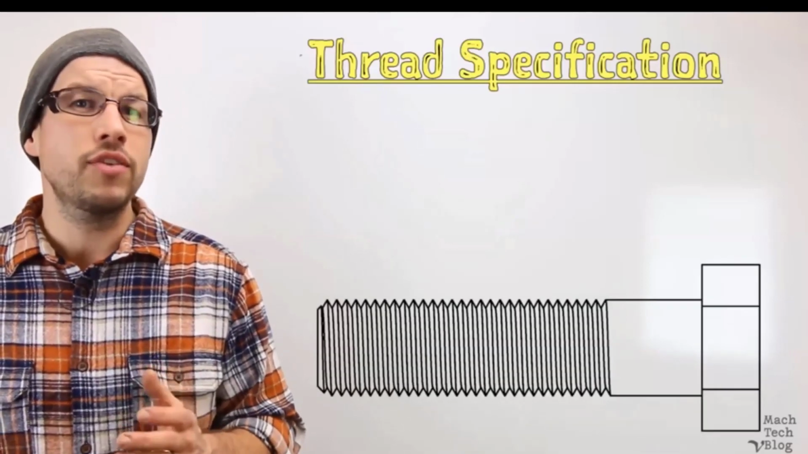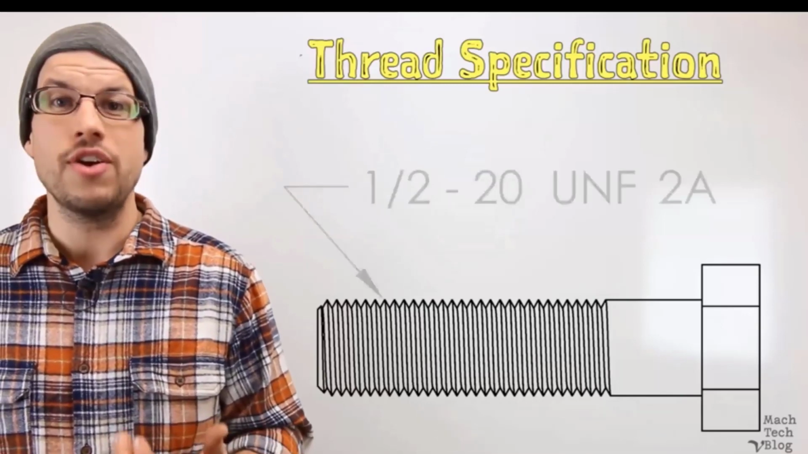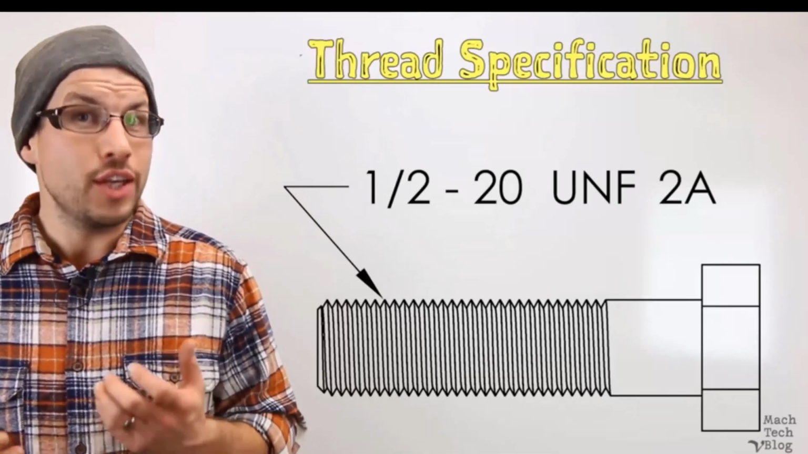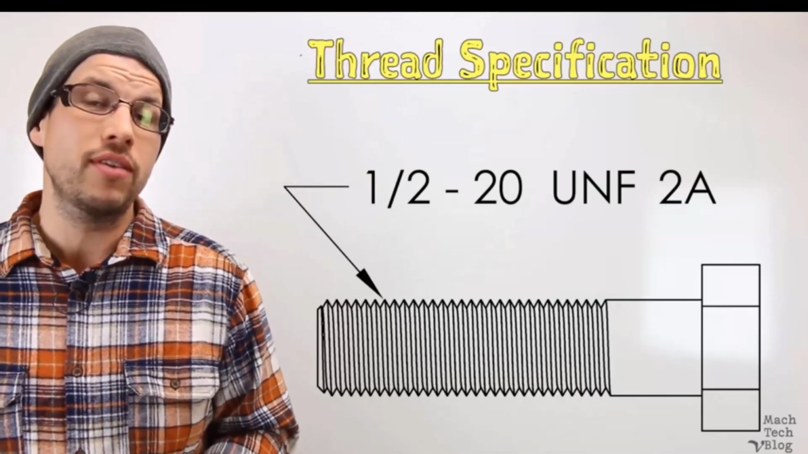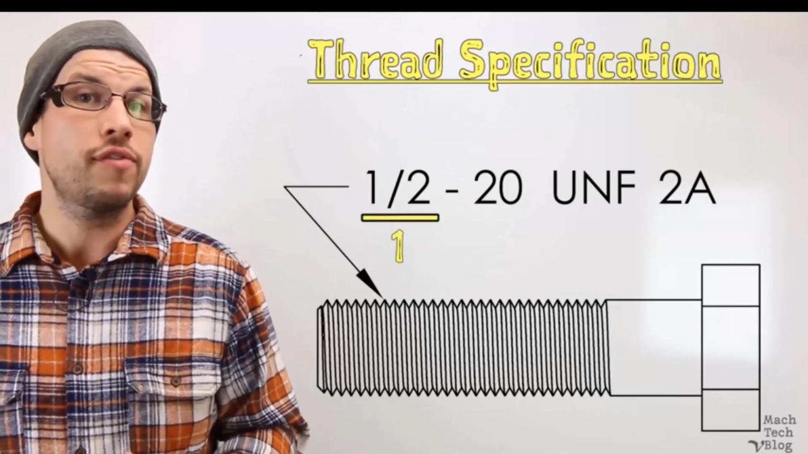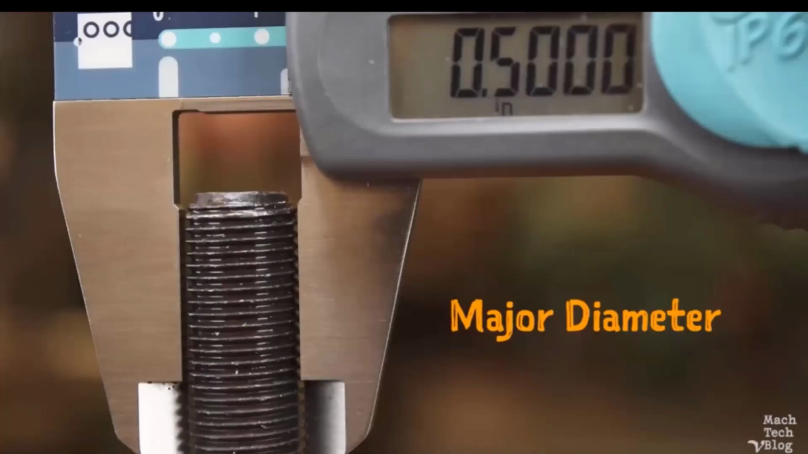All of the information required to manufacture the threads is specified in a note attached to the threaded portion of the part. The note usually contains at least 4 pieces of information, which always appear in the same order. The first is the major diameter of the thread. The major diameter is the largest diameter of a thread. It's measured over the tops of the crests of the thread.